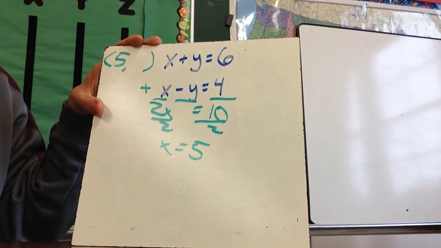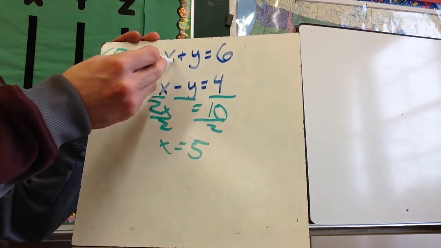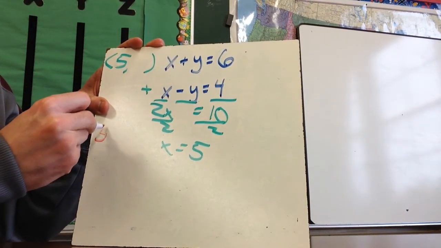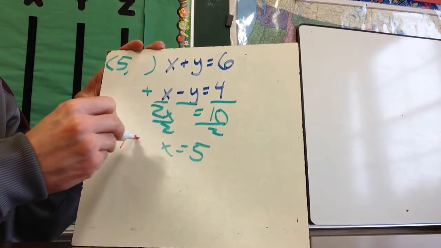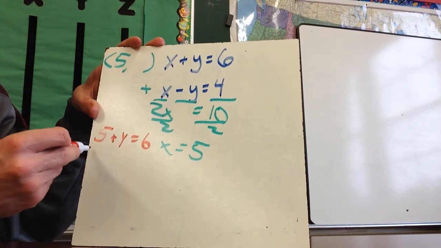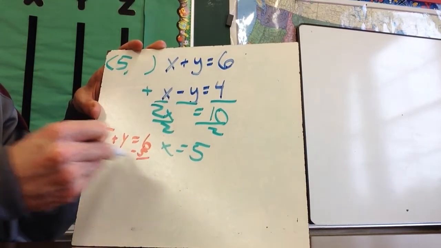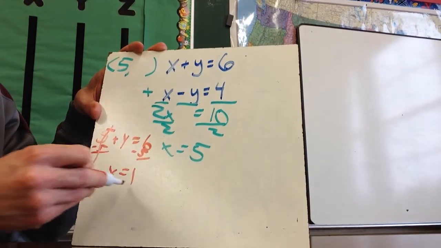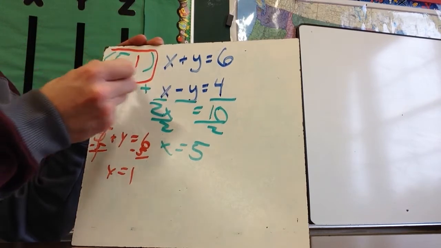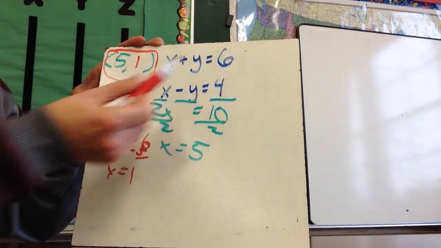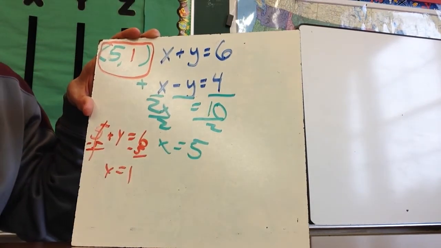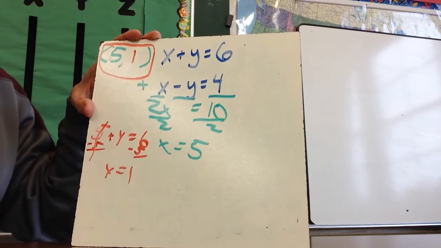Now we've got to figure out what y is. So I'm going to take that 5 and substitute it in for x. It could go into either one of the two equations. Let's just take the top one. This is going to be 5 plus y equals 6. Pretending for a second I didn't know what number I should substitute in there, I would subtract 5 from both sides. And I'm left with y equals 1. So my answer here is 5 comma 1. 5 plus 1 is 6. 5 minus 1 is 4. Since both equations are satisfied, both equations are true, my answer is 5, 1.